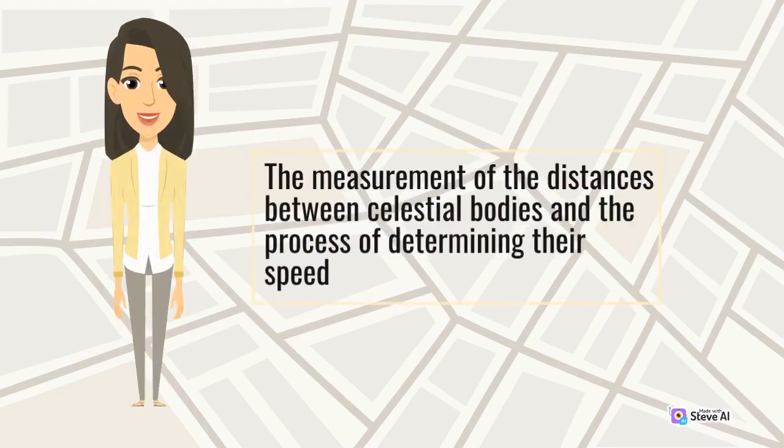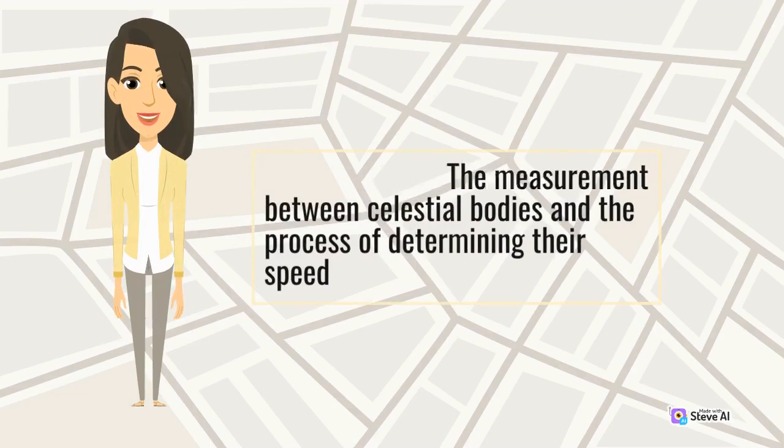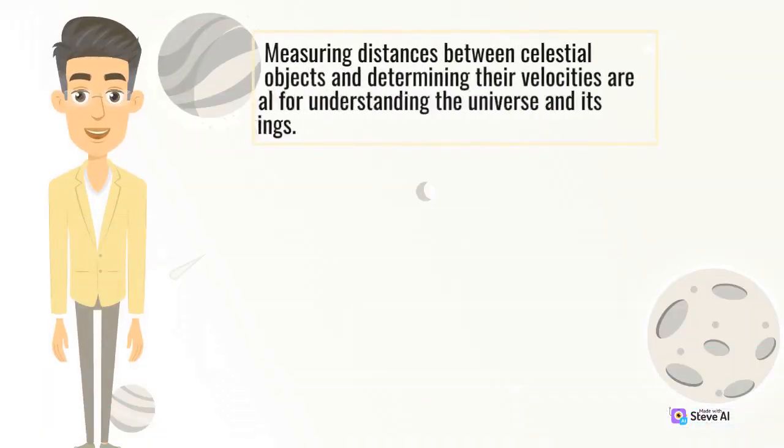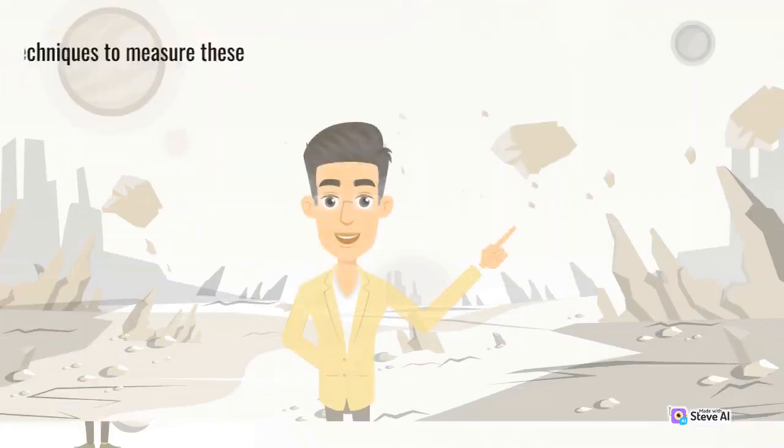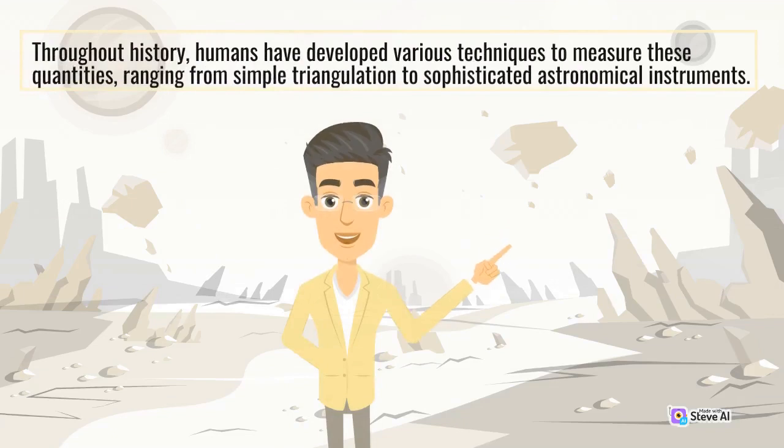The measurement of the distances between celestial bodies and the process of determining their speed. Measuring distances between celestial objects and determining their velocities are crucial for understanding the universe and its workings. Throughout history, humans have developed various techniques to measure these quantities, ranging from simple triangulation to sophisticated astronomical instruments.